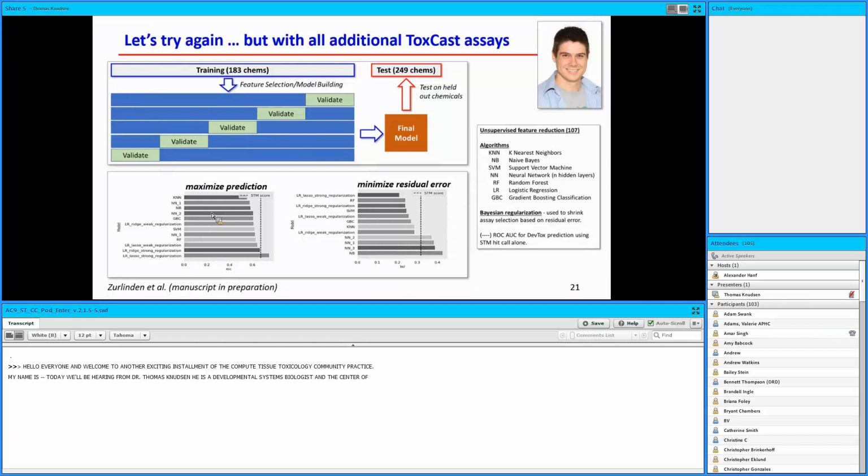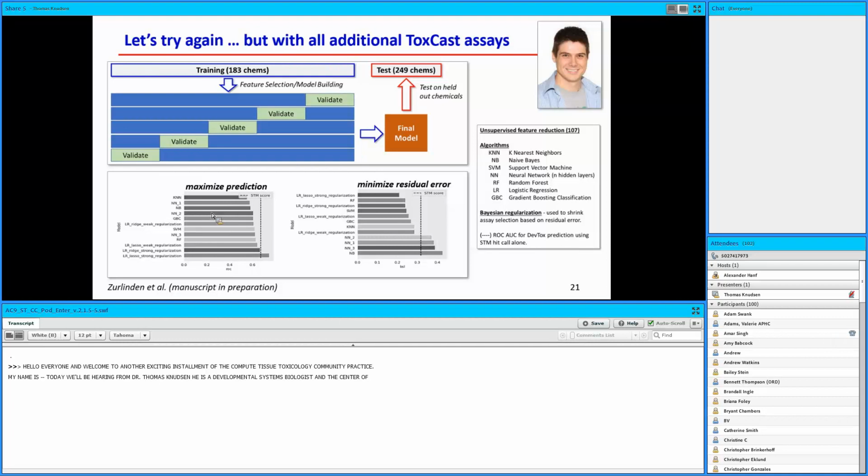So Todd Zurlinden, who did the biochemical profiling with the NovaScreen data, said, okay, let's try this again, but let's use all additional ToxCast assays. He did a number of things. We've got a manuscript in preparation, so I won't go through the details, but what we did was divide the 432 chemicals with animal data into two groups. One group of very well curated effects that he used as a training set, 183 compounds. And the rest of the chemicals we held out for testing the trained model.